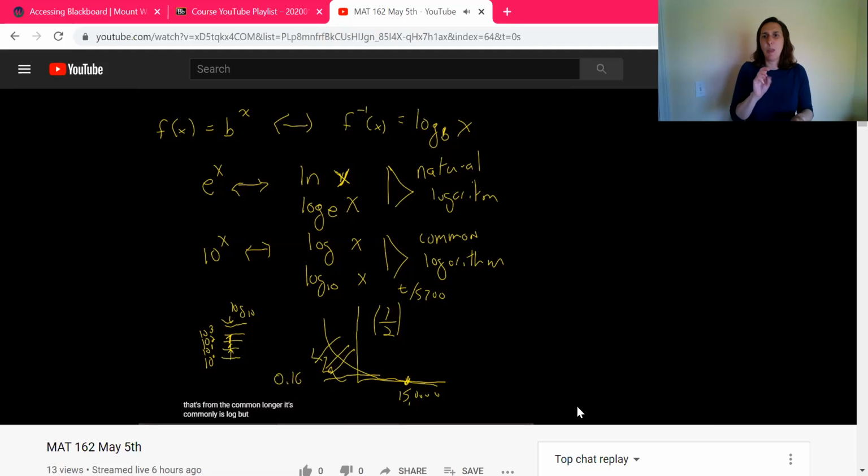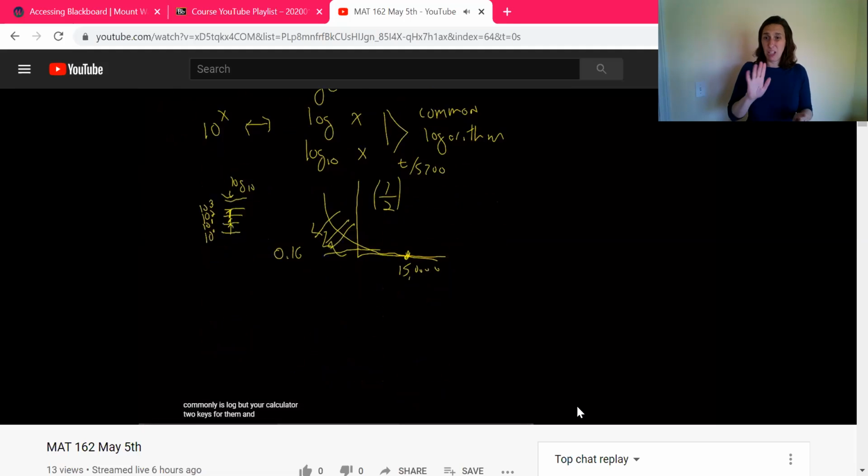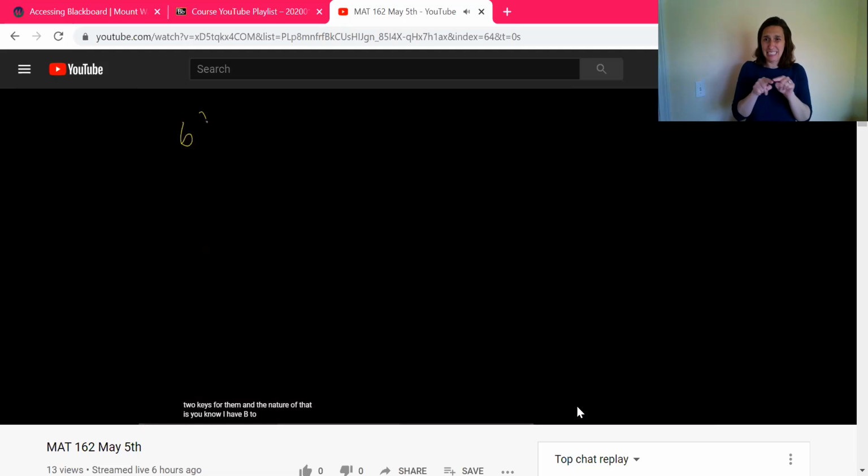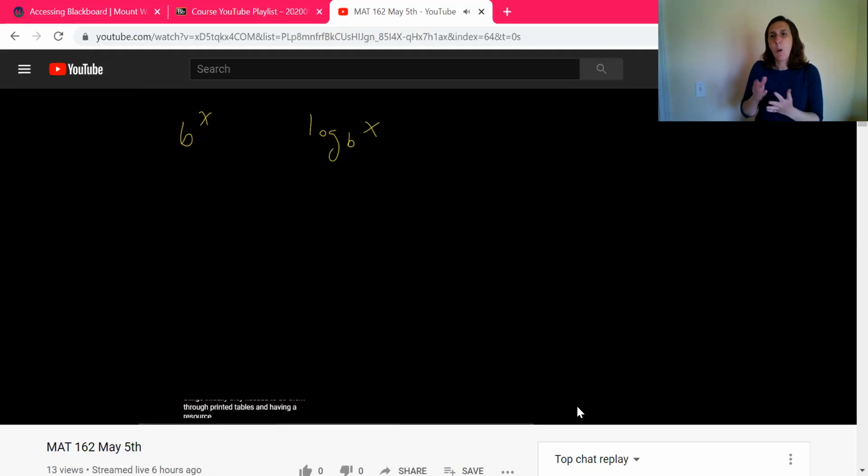It's commonly used log. But your calculator only has two keys for them. And the nature of that is, I have b to a base and log b, the base. I can have an infinite number of bases. And before calculators were invented, when people had to do these things, they needed to do them through printed tables. Having a resource that had the answers already printed, they would make these by hand, because getting the inverse function to a level of precision took you doing the calculation in one direction and then swapping your range and domain.